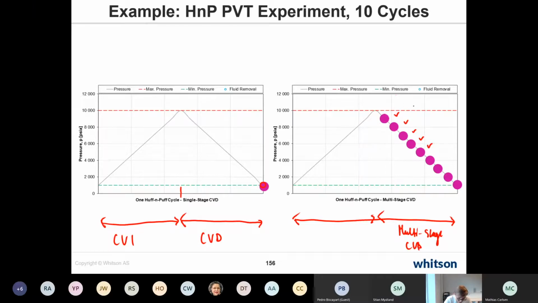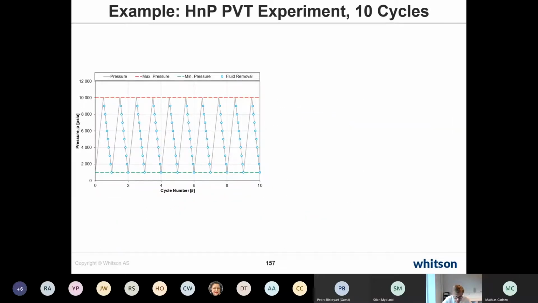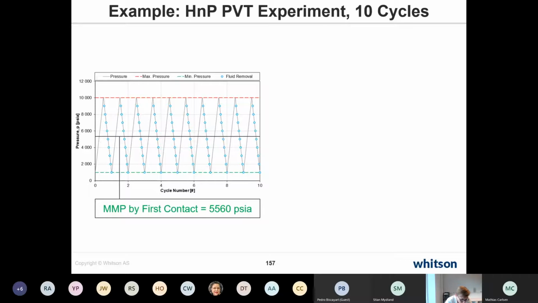The recovery efficiency at all these pressures right here will probably be a single phase, at least in the first cycles, and then the further we go down here, the lower the recovery efficiency will be. We'll look at the compositional signatures from that a little bit later. The only thing we know is that the recovery efficiency is the highest above the MMP by first contact. So the recovery efficiency, per definition, will be the same at all these pressures. It will be exactly the same.